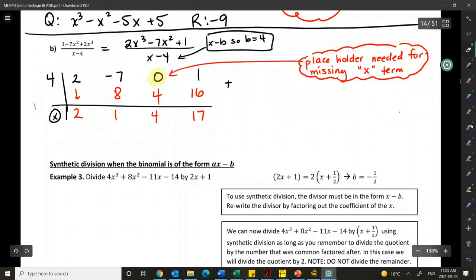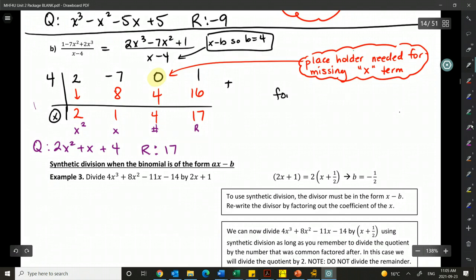So this should be remainder always, the one on the right. Constant term, x squared term in this case. So our quotient should be 2x squared plus x plus 4, remainder 17.